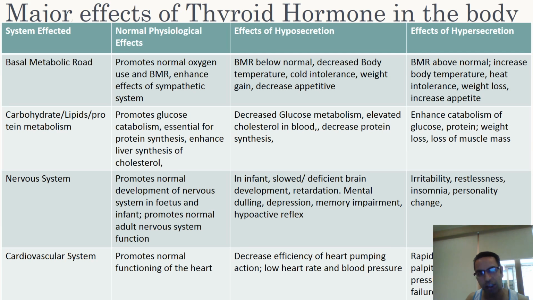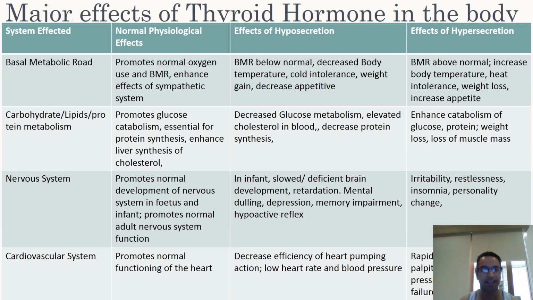However, when you are hypersecreting the hormone, that is when it is above the normal level, your BMR will increase, your body temperature will increase, you will have heat intolerance, you will lose weight because your BMR has increased, and it will increase your appetite. So pretty much both hypo and hyper are not really good for health. The normal level is better for the body. However, during bodybuilding competitions, some people take the T3 hormone. I'm not much into that yet, but that's what increases your BMR.